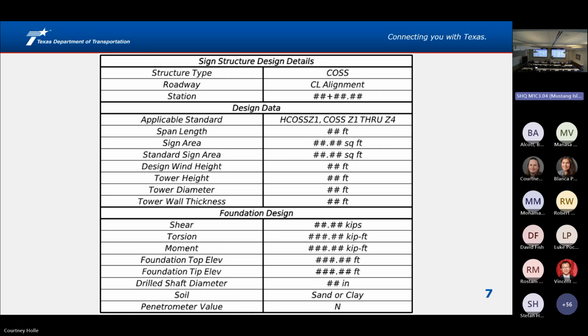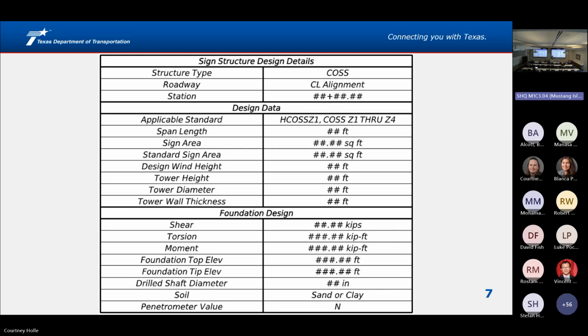Going into the table, so identifying structure type, roadway station, which standard it's going to be, which of the cantilever Z1 through 4 or H cantilever Z1, span length, and then sign area. So that is the applied sign area to the structure. That just helps us because we can look at the standard design area. It's the length of the cantilever structure times 10 feet tall. Well, if you're exceeding that, then you're going to need to bump up a zone.